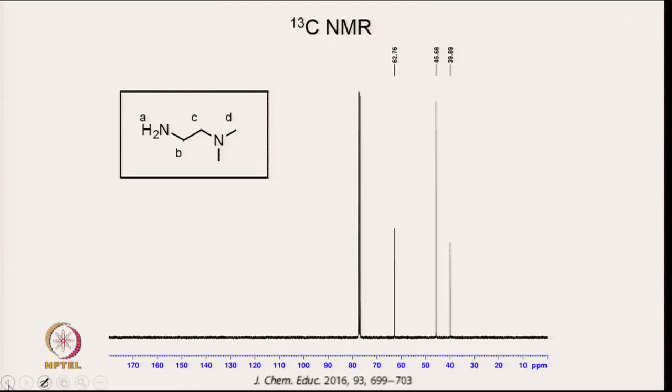13C carbon nuclei is also NMR active, and so we can also look at 13C NMR, and here you can see that there are 3 different kinds of carbon. One is B, C and D, these are CH3, and they are equivalent to each other since both have the same environment. So, you expect 3 peaks, and that is what you see here. There are 3 different peaks, 62.76, 45.68 and 39.68.